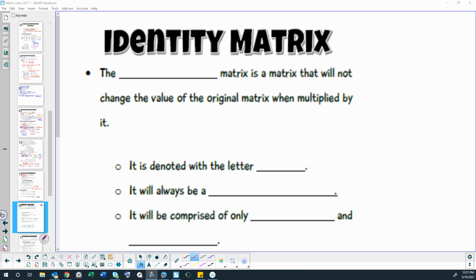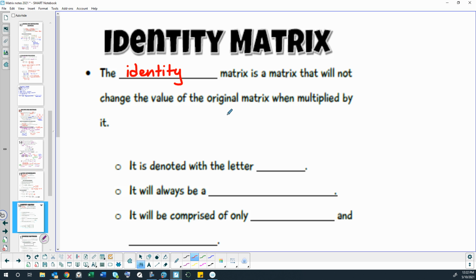Identity matrix. The identity matrix is a matrix that will not change the value of the original matrix when multiplied by it.